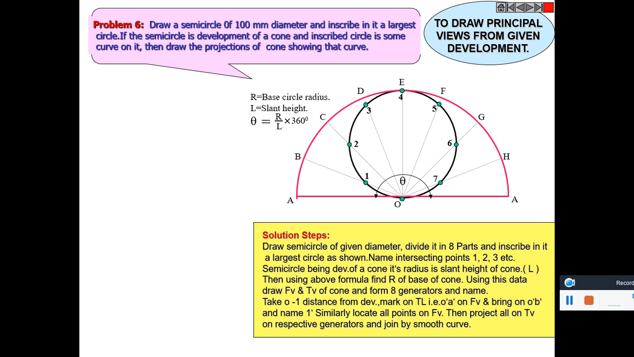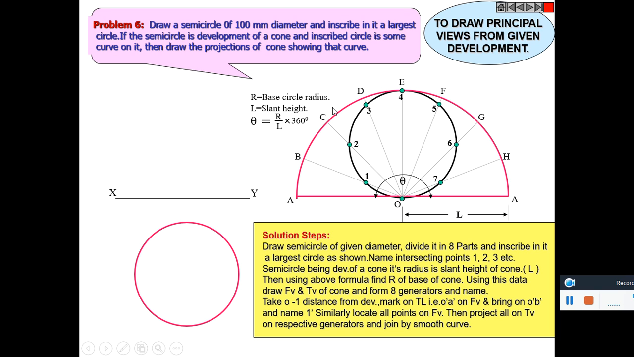From this, we can find R. And the slanted height is L, this is the slanted height. This is the radius. Here it is given as 100 millimeter as the diameter. So we can calculate R. Theta can be measured, and from there, we can calculate R. Taking R, draw the base circle. We get R from this equation, and using that, draw the base circle. Divide it into 8 equal parts.